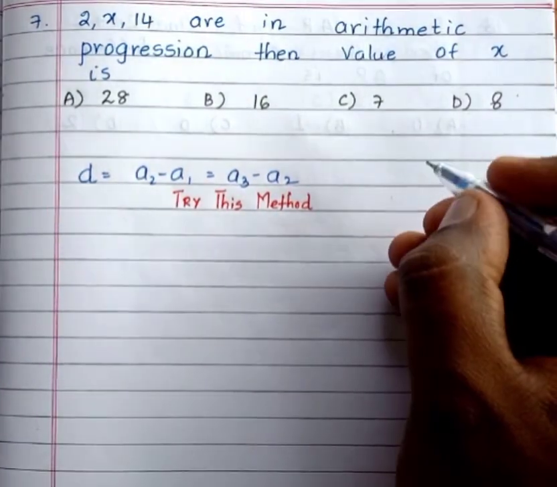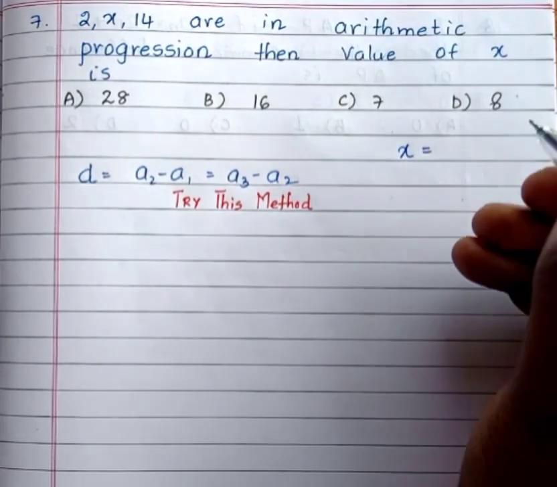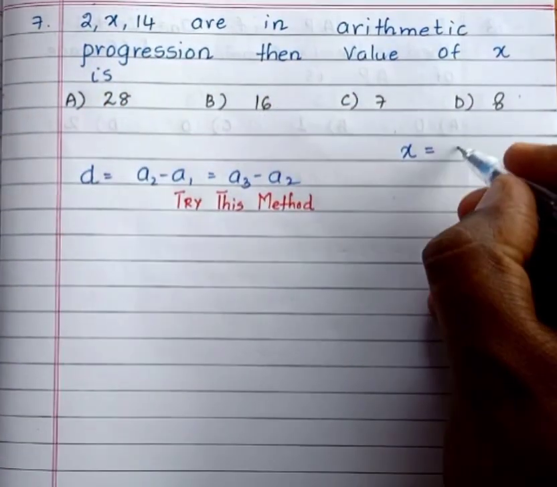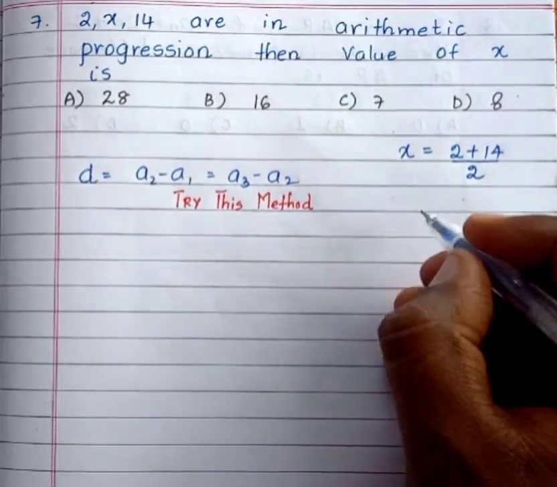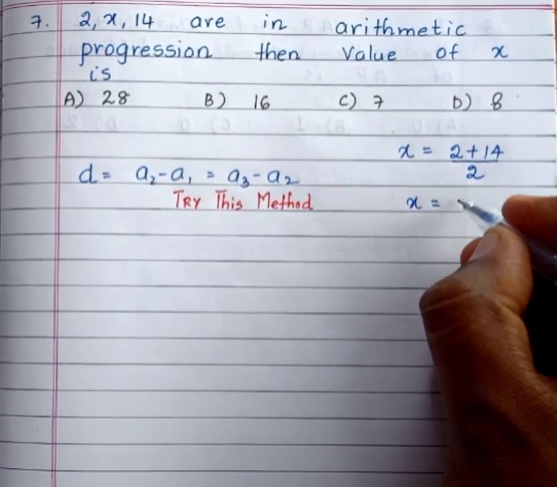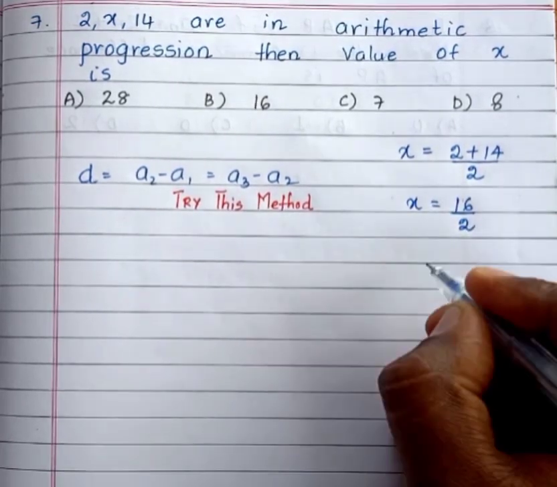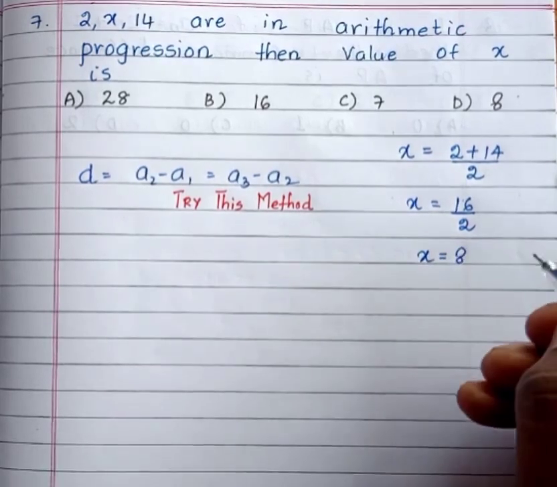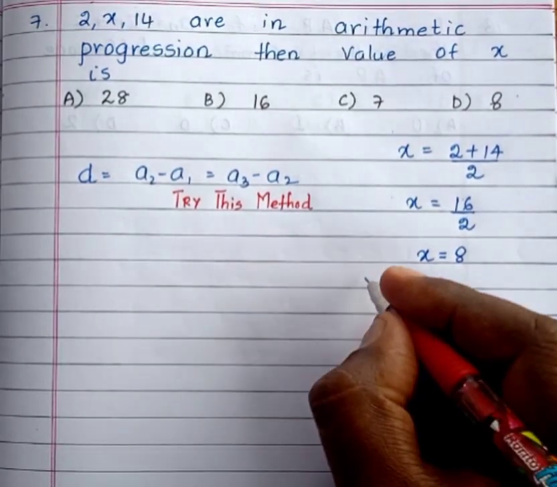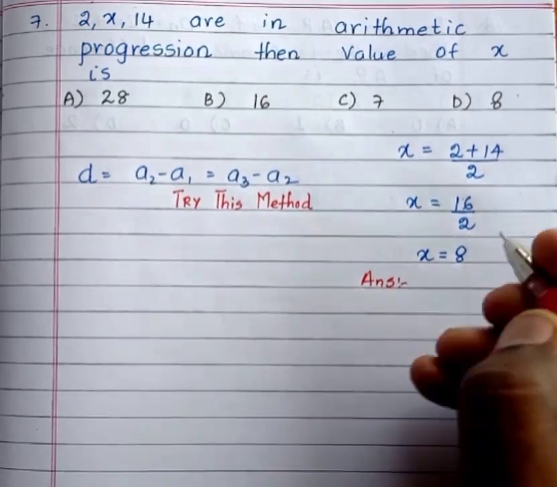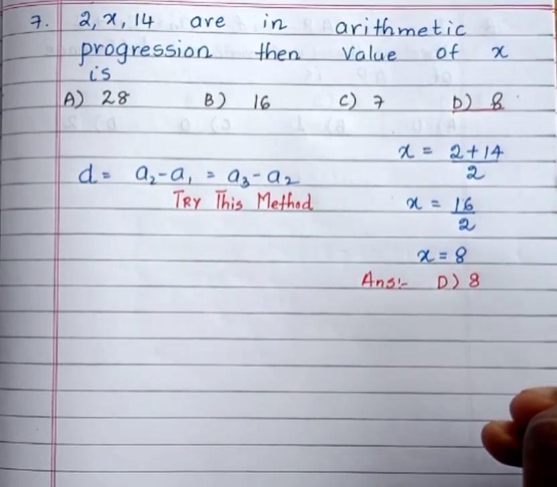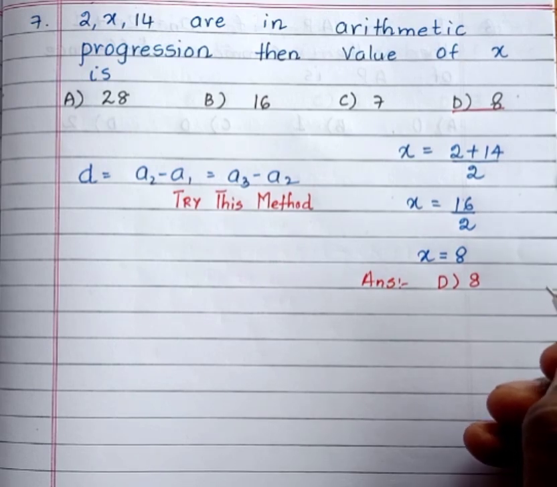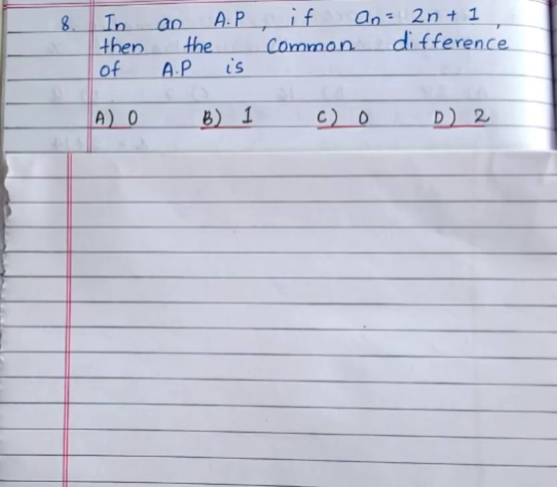Now I'll try the arithmetic mean concept, that is the middle term is the average of first and last term, that is x equals 2 plus 14 by 2. This can be done directly, that is x equals 2 plus 14 by 2 is 16 by 2, we get x equals 8. 16 divided by 2 is 8, therefore the value of x is 8. Therefore the correct answer is option D, 8. If you use the concept of common difference, you will get the same answer. Try that method.